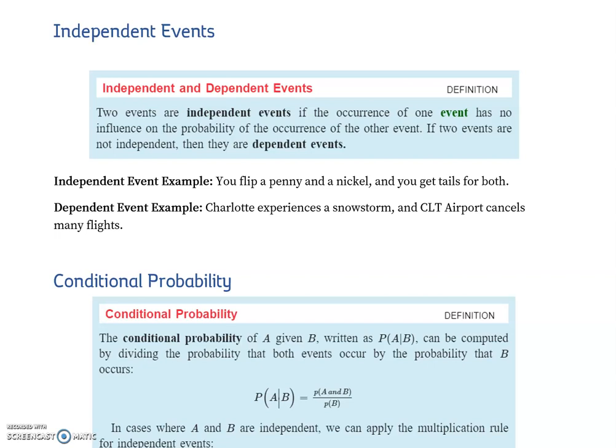Okay, we're going to start by looking at independent and dependent events. Two events are independent if the occurrence of one has no influence on the probability of the occurrence of the other. An example of this is if we flip a penny and a nickel, two separate coins, and we get tails for both. The fact that the penny came up as tails has no bearing. It doesn't affect at all the likelihood that the nickel comes up as tails. So it's just happenstance that they both came up tails.